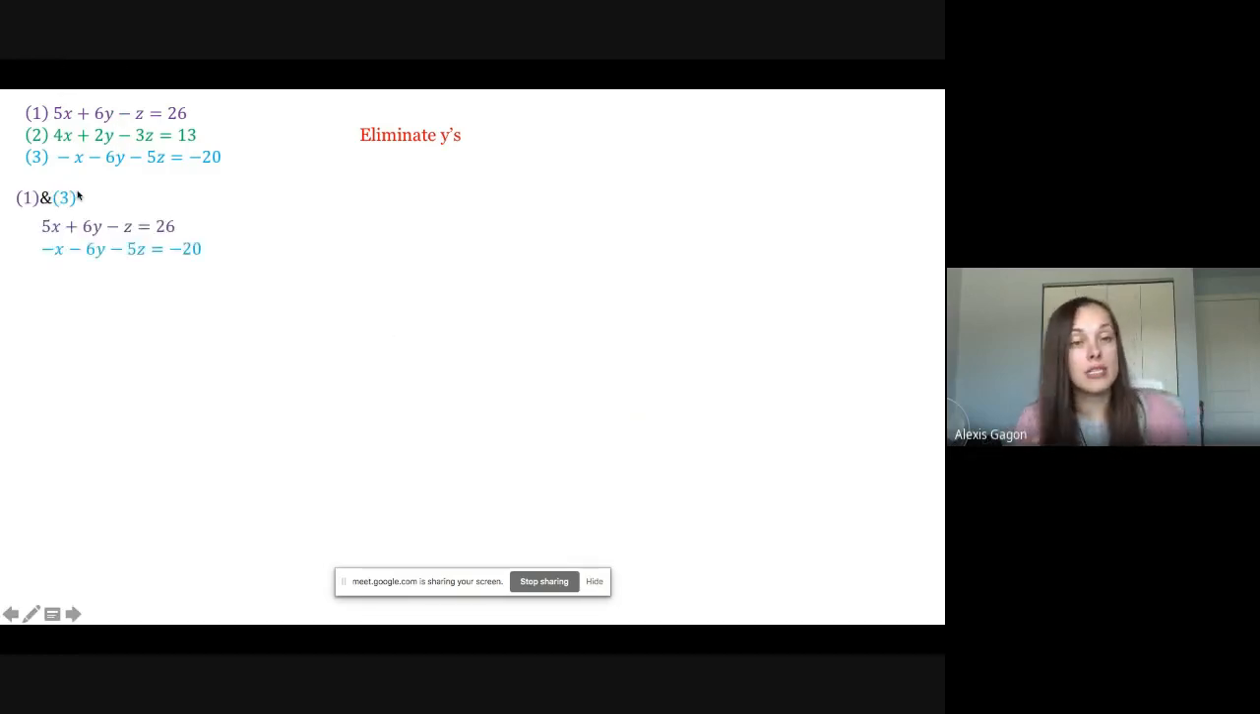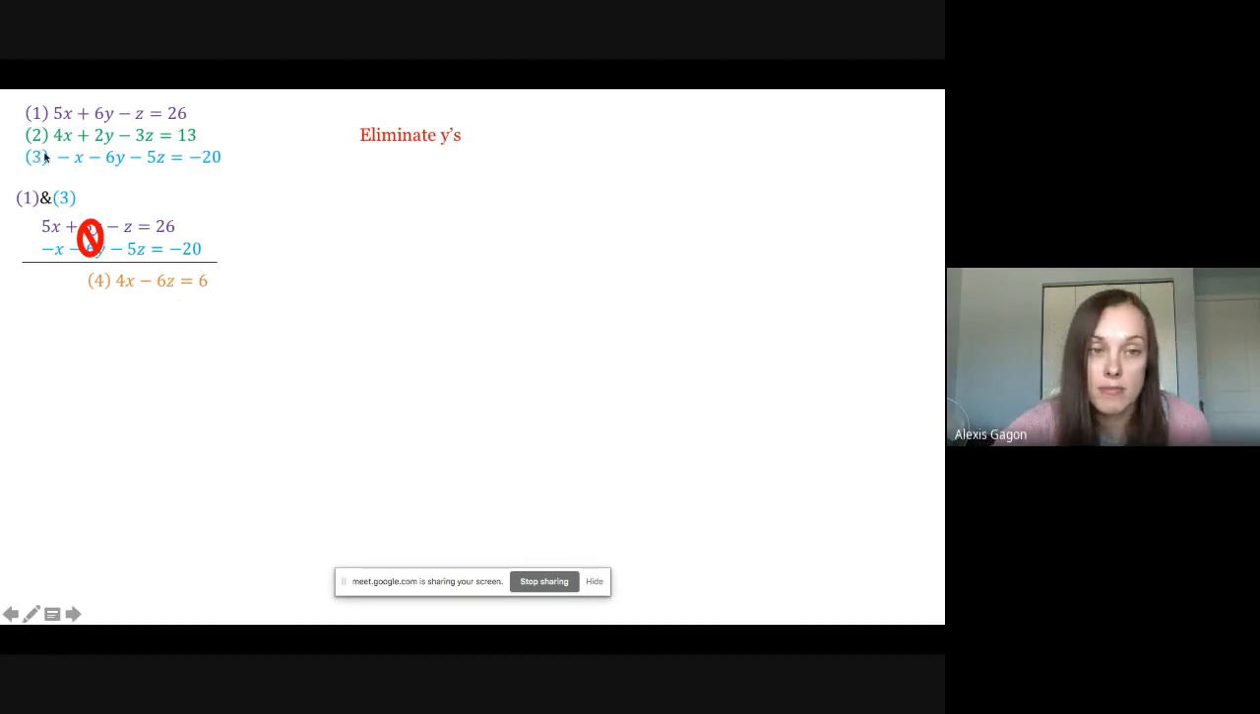I'm going to put 1 and 3 together first, since those eliminate the easiest. And if we just add, those 2 cancel, and we have 5x minus x, which is 4x. Negative z minus 5z is negative 6z. And 26 minus 20 is 6. And let's call that equation number 4. And then we used equations 1 and 3. We have to use equation 2, and it doesn't matter if I use it with 1 or 3. I'm going to choose to use it with 3 since they're already opposite signs here.